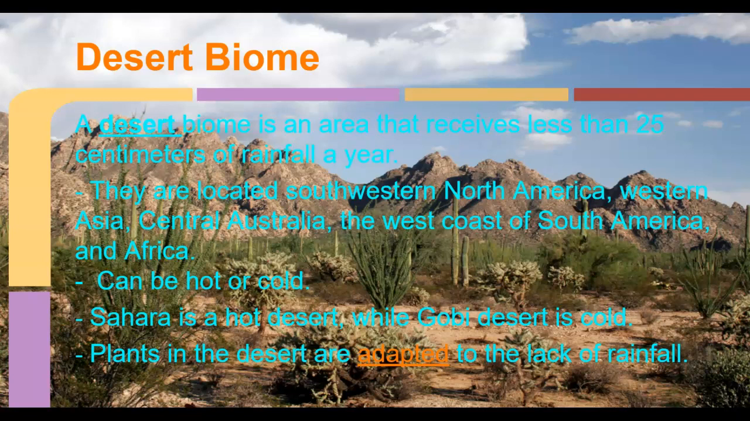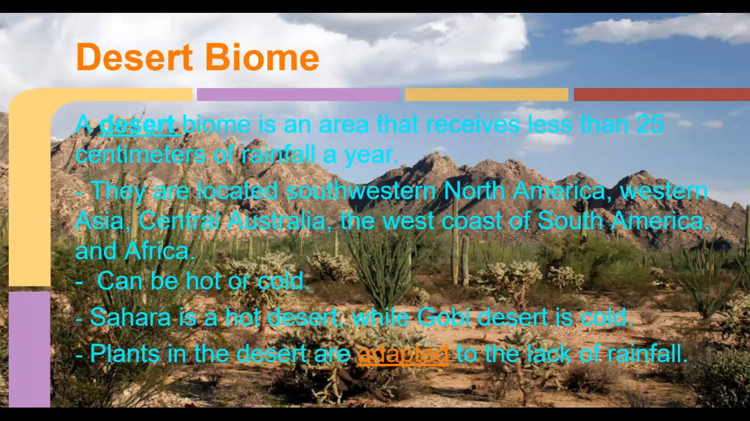Western Asia has some. They're very cold. They're higher up in the mountains. Australia has a lot of desert. South America has desert, and Africa has the largest desert, called the Sahara. So you don't have to be scorching hot to be a desert, although they are usually found close to the equator. The Gobi Desert is actually in Central Asia, and it's relatively cold because it's pretty high up in the mountains.